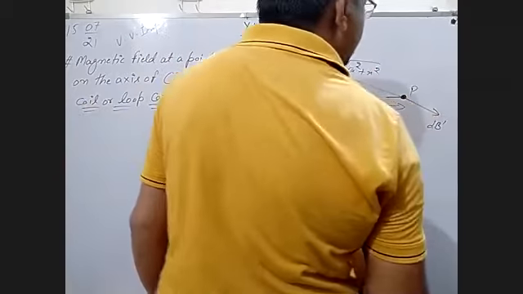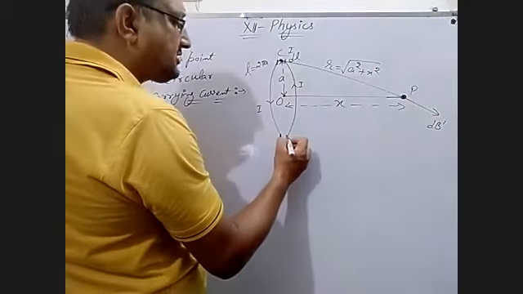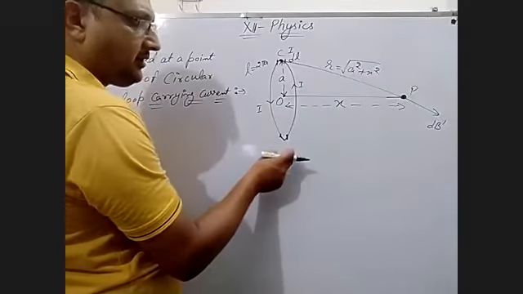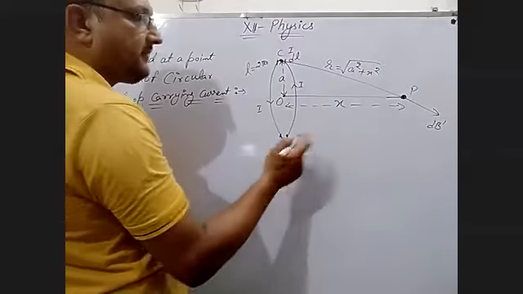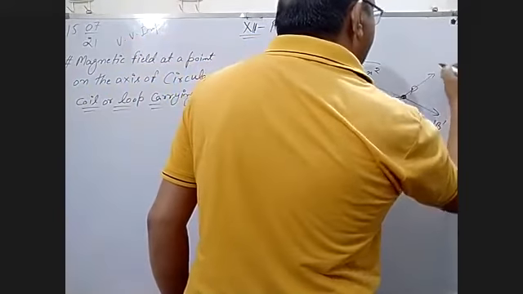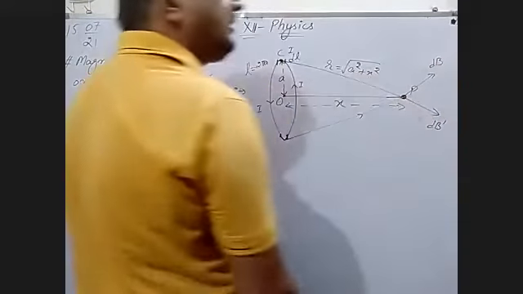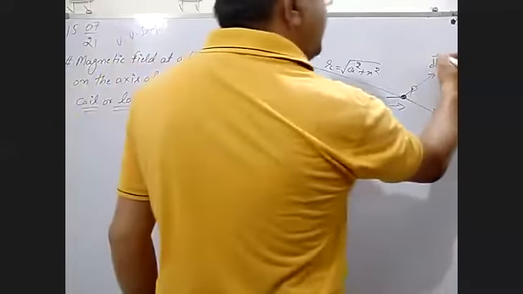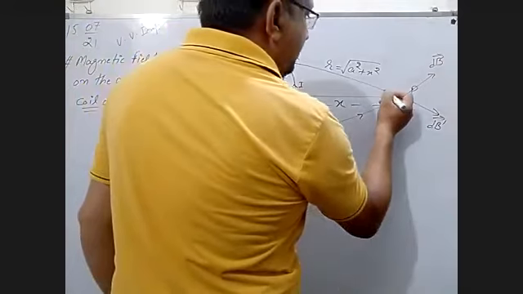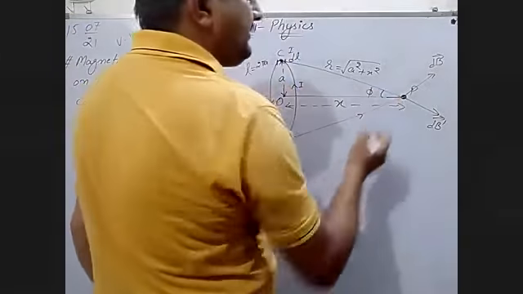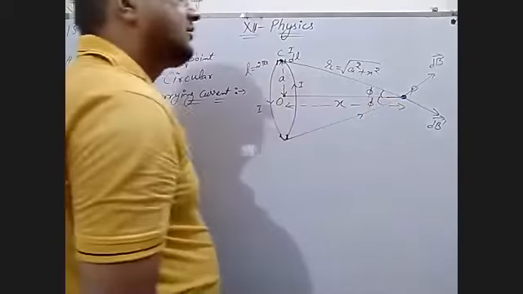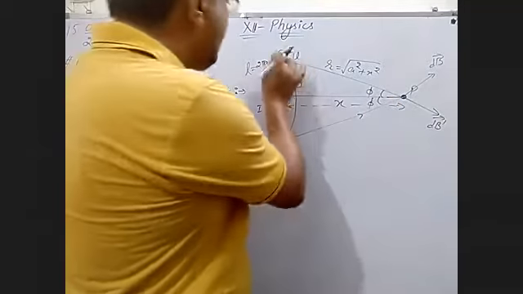Suppose dB dash. In this way, suppose another part is, if you are taking the lower end of this circular coil, then you can take dB magnetic field in this direction. Okay. In this way, suppose this angle is phi and this angle is also phi. You can take many parts here.